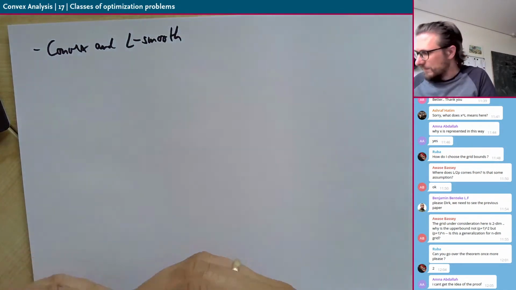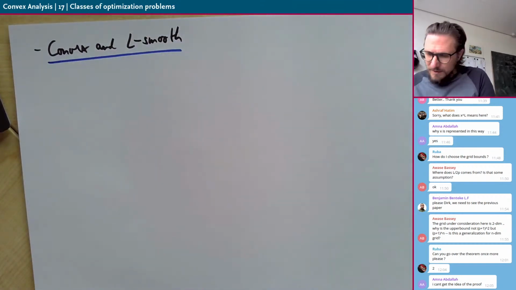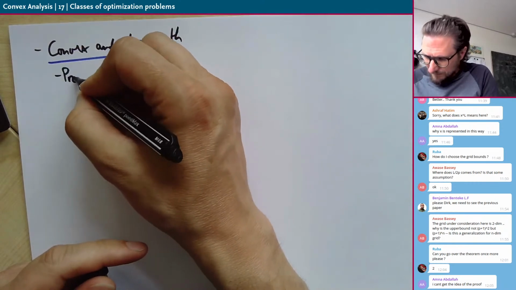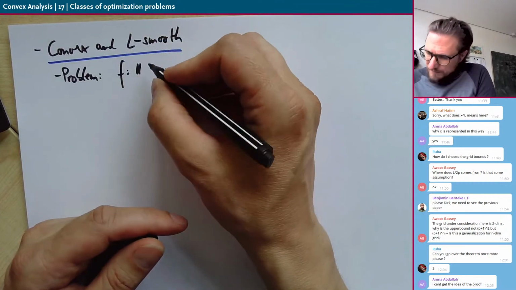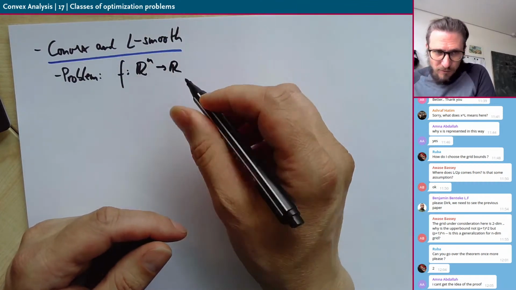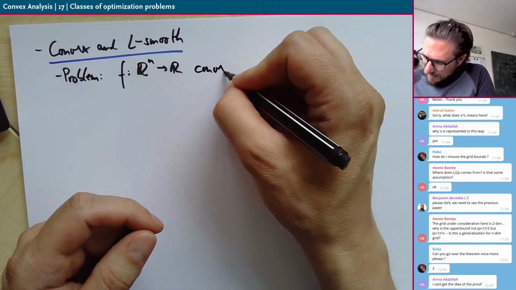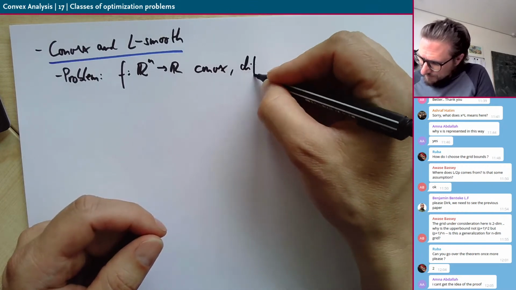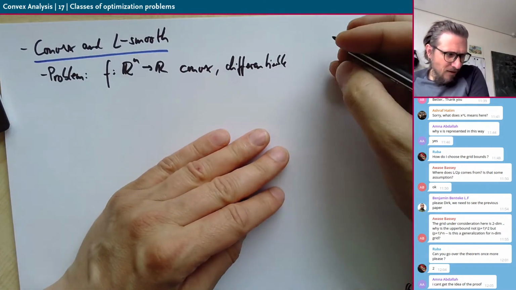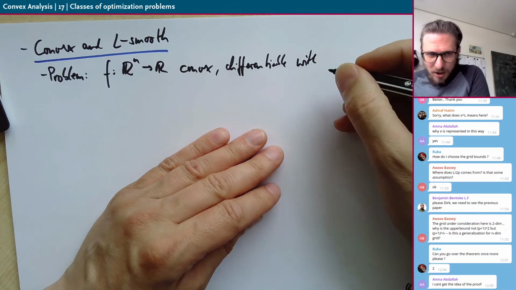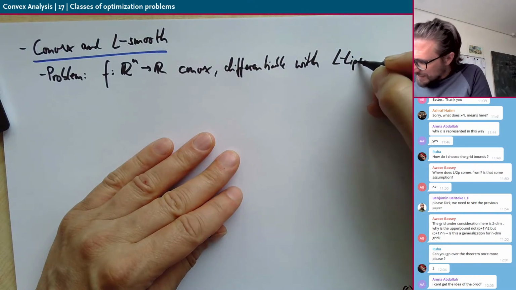Oops, off screen. Convex and L-smooth. So what does that mean? It changes two things. It changes the problem in that our f now is a map from R^n to R, not extended real numbers anymore, so we only say finite. It's convex and differentiable, and now also Lipschitz, but we say that with L-Lipschitz gradient.